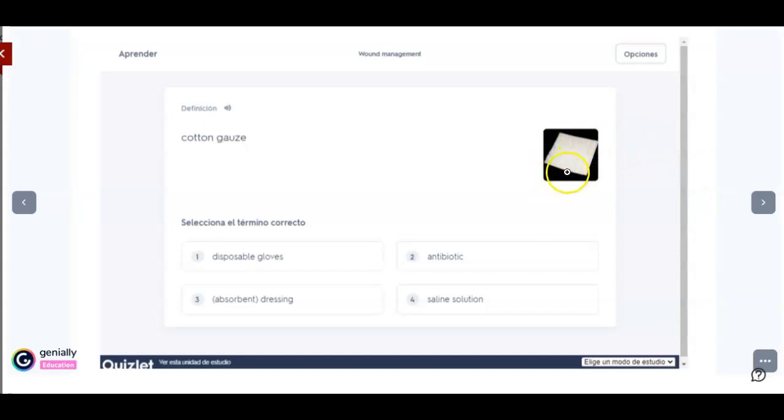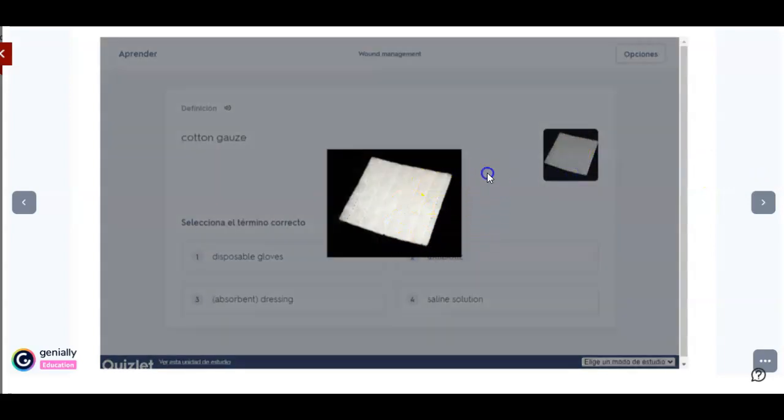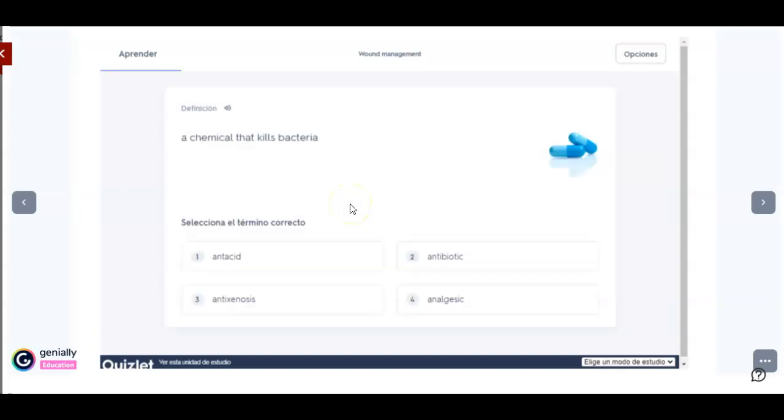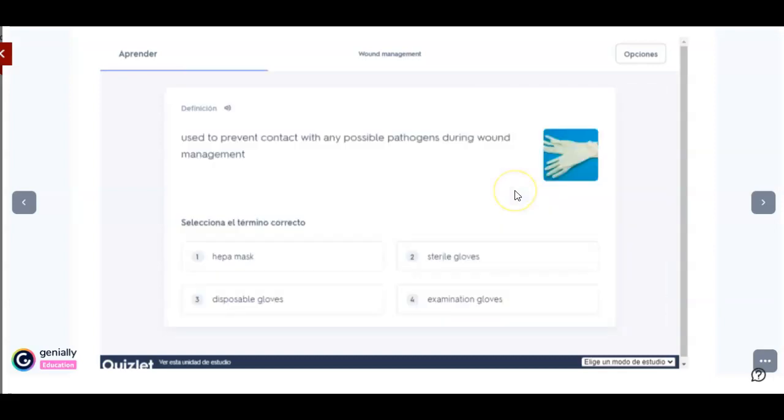For example, this. How do you call this? Do you know how to call it? Yes, it is an absorbent dressing. Could be absorbent or not, but it is a dressing, okay? Now this is easy. We checked something similar in one of the previous units, okay? But specifically, this is an antibiotic. This is used to prevent contact with any possible pathogens during wound management.